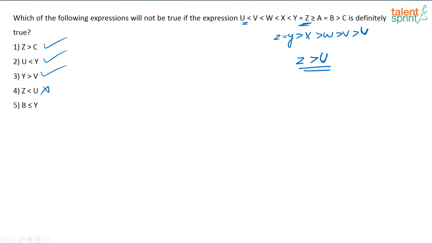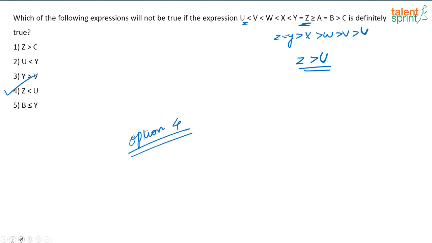Again, B is less than or equal to Y. B is this. Yes, B is definitely less than or equal to Y. That's also true. So which is the option that you are looking for? This is the option that you are looking for. This is your correct answer. All the other options are true. The only false one is Z is less than U, and that is the answer that we are looking for. Correct answer is option 4. Yes, all of you have given me the correct answer for this question.